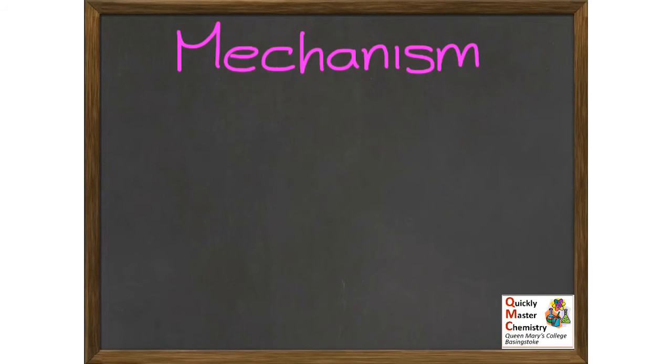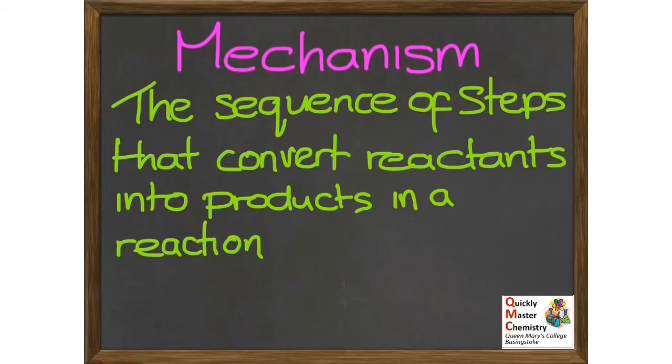Before we dive into the fine detail of this, we'll spend a few moments looking at the words involved here. First of all, the word mechanism. To a chemist, a mechanism simply means the sequence of steps involved in a reaction that convert reactants into a product. So we're used to looking at a reaction as an overall thing. Here's the reactants, here's the products, but the mechanism looks at what actually happens in between. And of course, this is about bonds breaking and bonds forming.